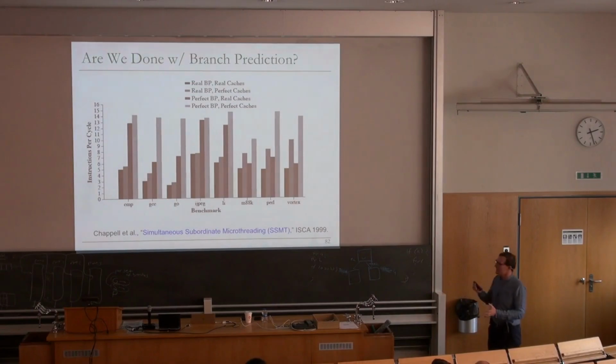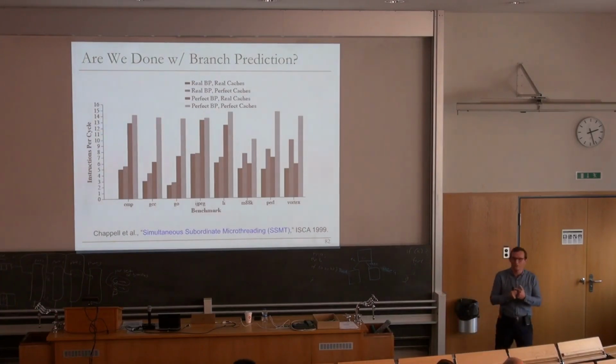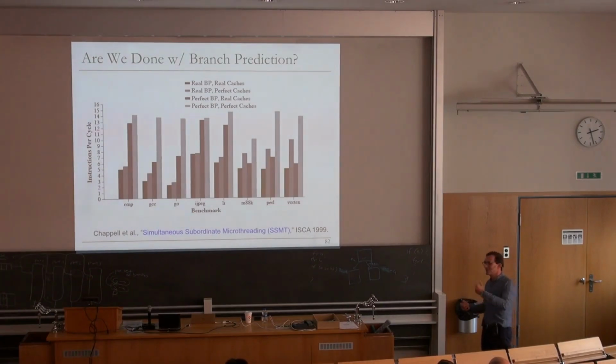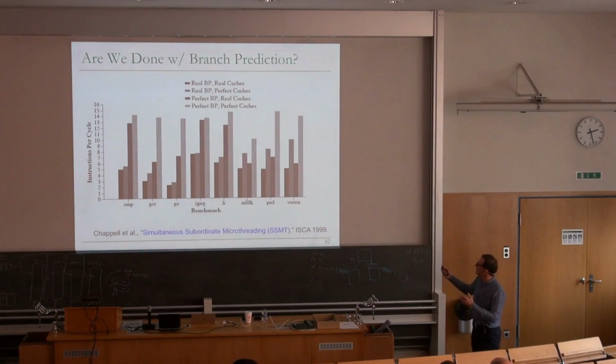Actually, branch predictor and caches go hand in hand. If you make both of them perfect, you get a huge boost in performance. If you have one of them perfect, you get some boost. But the real performance you unleash is by making both of them perfect. And it makes sense, right? If you're stalled by the cache and you make your branch predictor perfect, some other bottleneck still remains. But this is a paper that I would recommend.